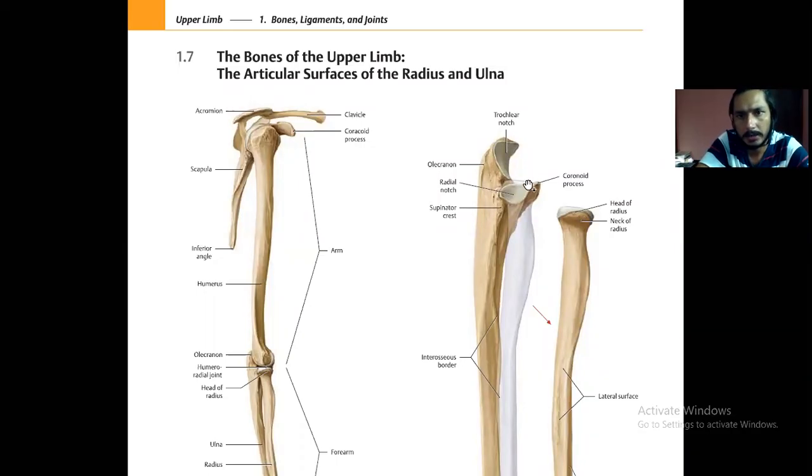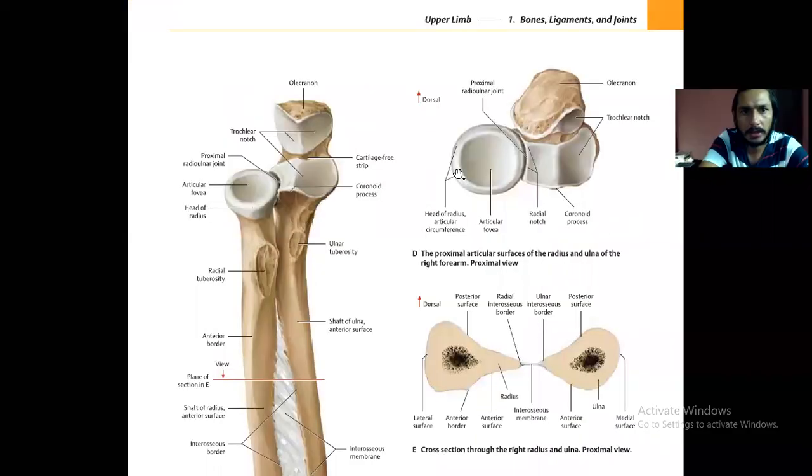Now next is the coronoid process, and the superior surface of the coronoid process forms the inferior part of the trochlear notch. Now this whole notch is the trochlear notch. It is very clear here. See, this is the part of the trochlear notch formed by the coronoid process. This is the trochlear notch formed by the olecranon process.